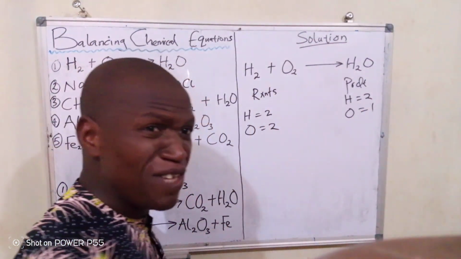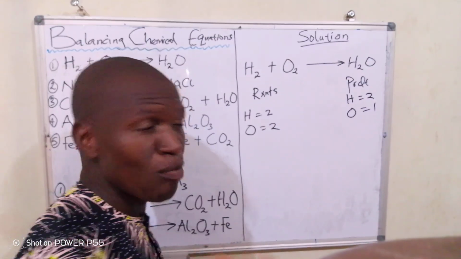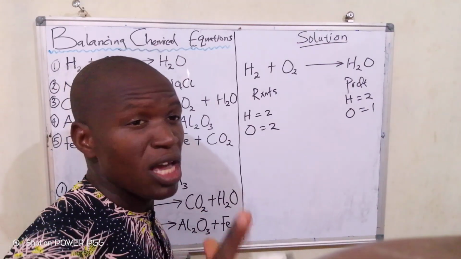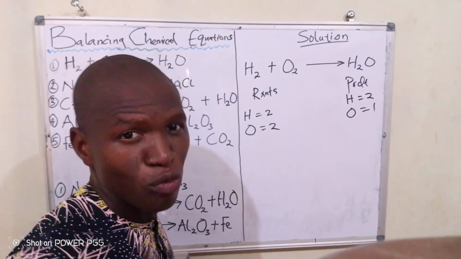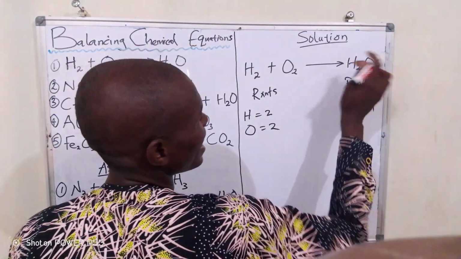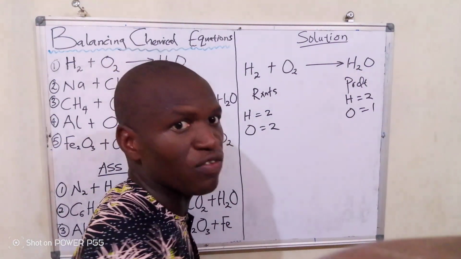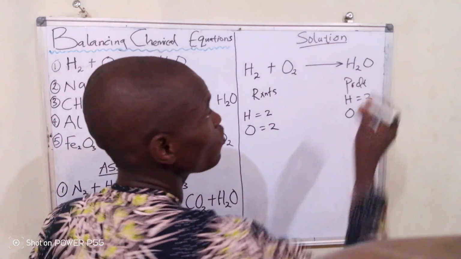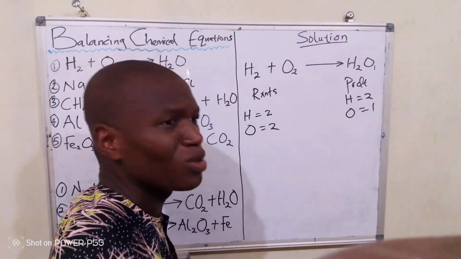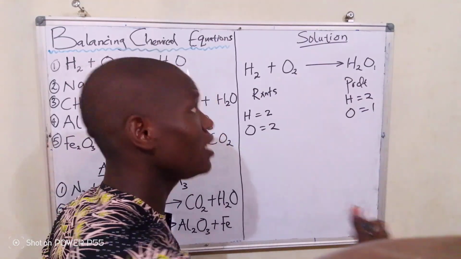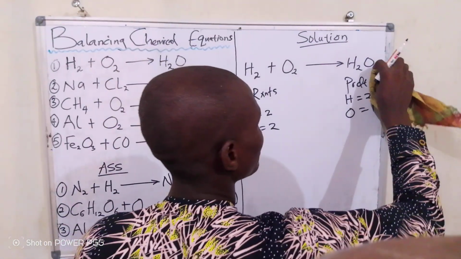Observe that every element in every compound has a subscript. If it is 1, it is usually omitted. For example, oxygen here has a subscript. Of course, we know that this 2 is for hydrogen. Oxygen too has one, and what's the subscript? It's 1. But when it is 1, it's usually omitted. But 2, 3, you write them down. I hope that my explanation is clear.